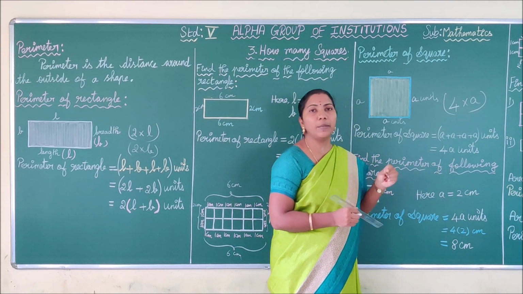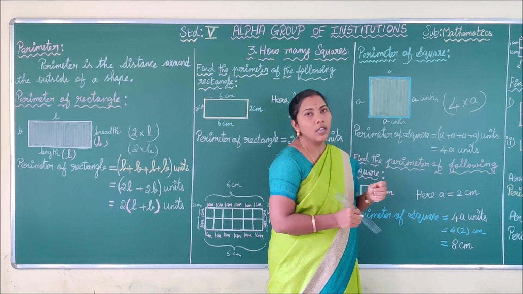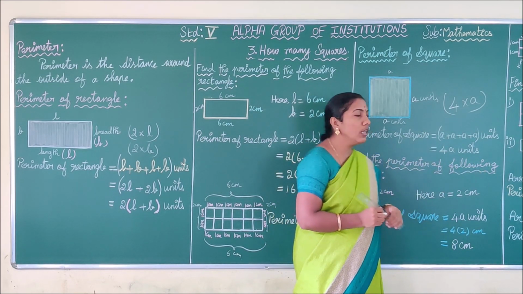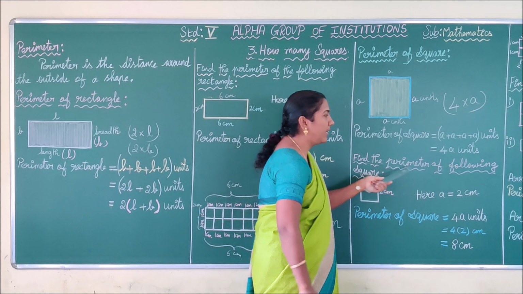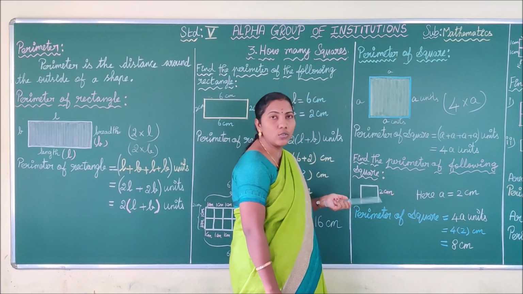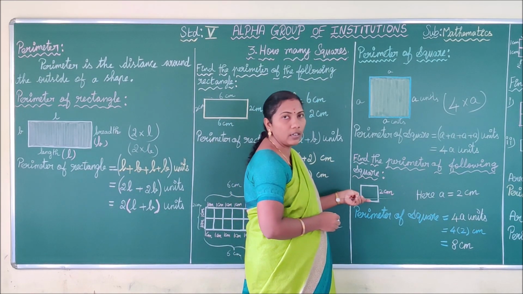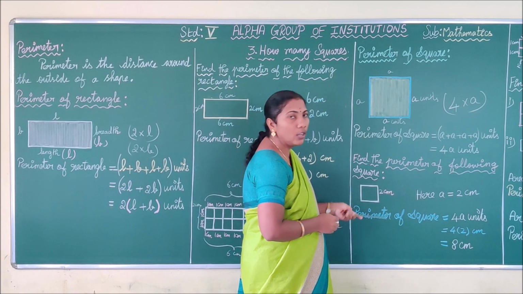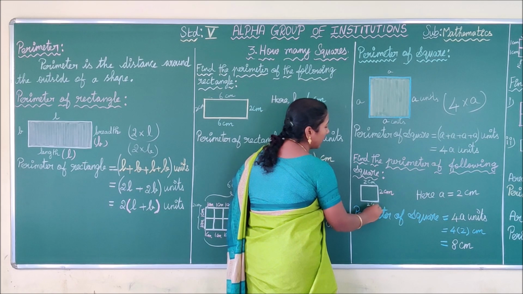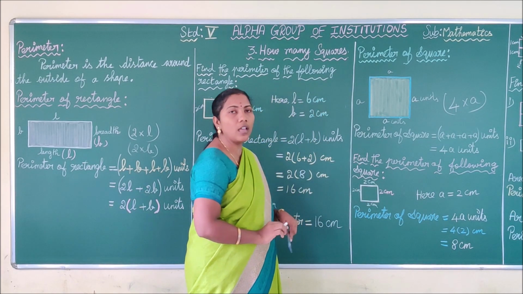What is the formula for the perimeter of a rectangle? 2 into L plus B units. What is the formula for the perimeter of a square? 4A units. Okay. See the sum. Find the perimeter of the following square. They are given a square and asked us to calculate the perimeter of it. They gave 2 centimeter as the length of one side. So we can easily write the length of the other sides also 2 centimeter, 2 centimeter, 2 centimeter, because in a square all the sides are equal.